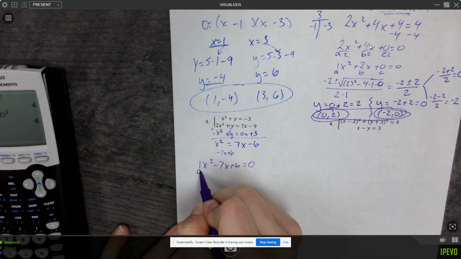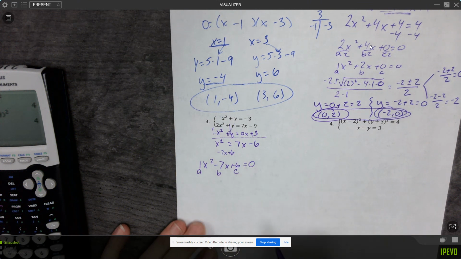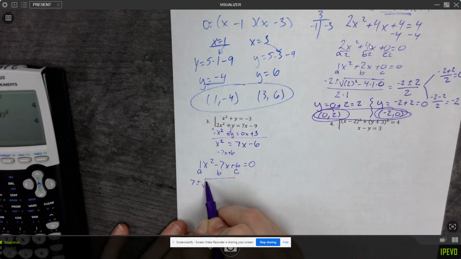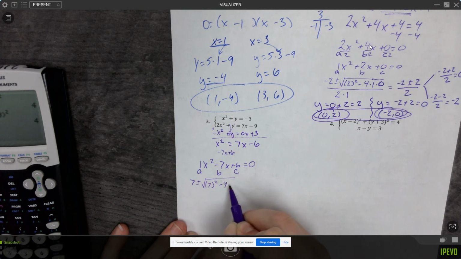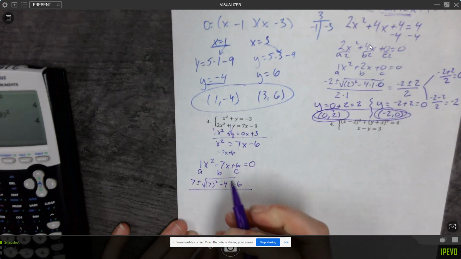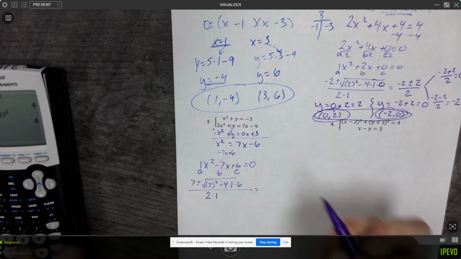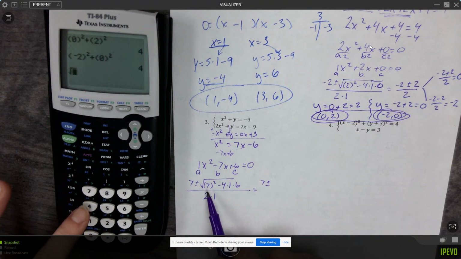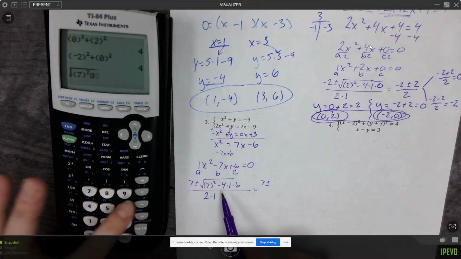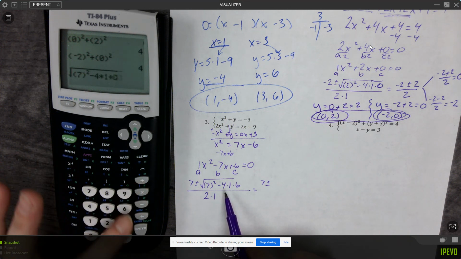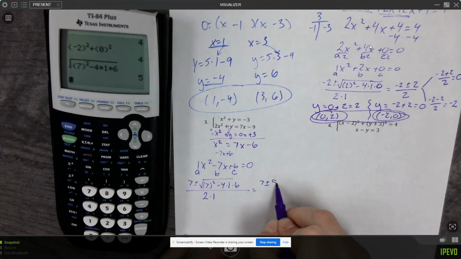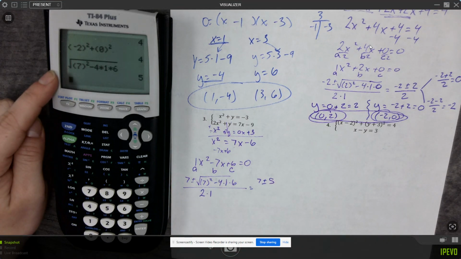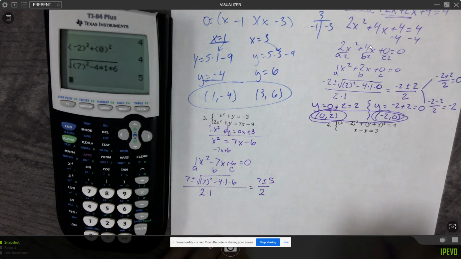Quadratic formula people, though, a is 1, b is negative 7, and c is 6. So negative of b, which is going to be a positive 7, plus or minus the square root of b squared minus 4 times a times c, all divided by 2 times a. It's going to be 7 plus or minus the square root of 7 squared minus 4 times 1 times 6, and I get 5. Not square root of 5, because I already took the square root. So it's just 5. All divided by 2 times 1.